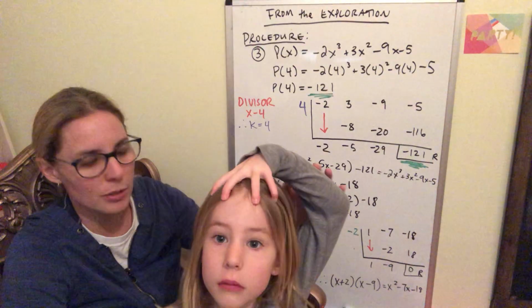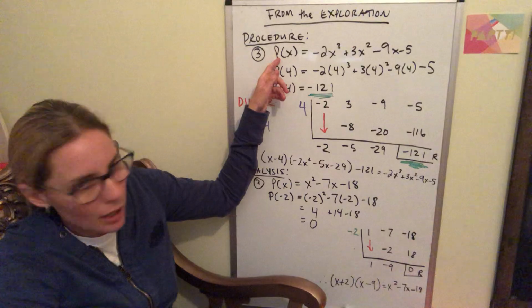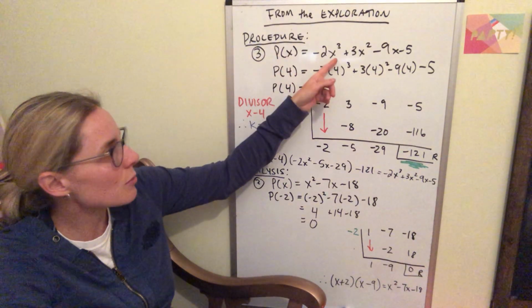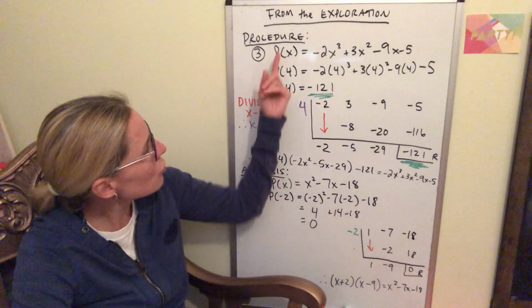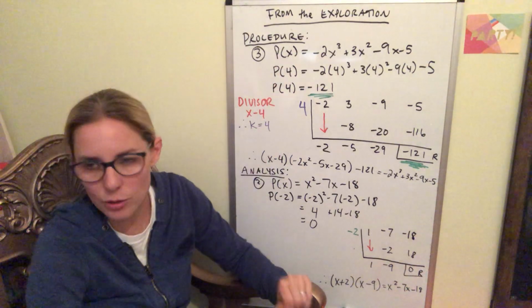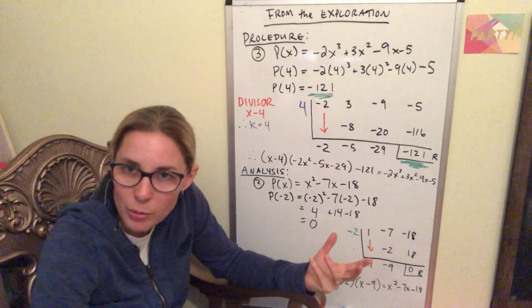Basically what they said in the procedure part, you gotta move, Morgan, I can't see, okay, is that if you have some function p of x, and this one happens to be a cubic function, if you try to substitute in a specific value into that function, you can come up with a result.